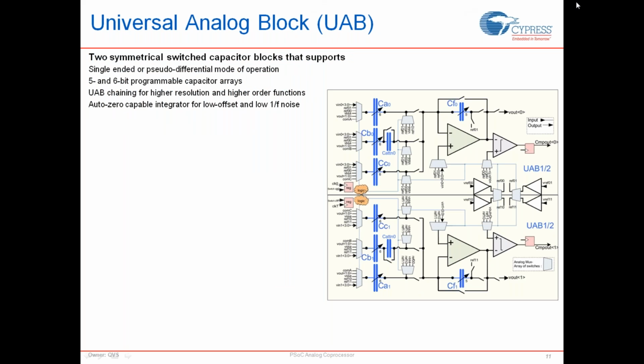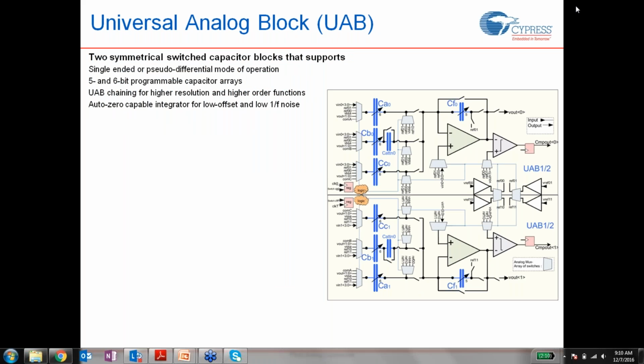So the UAB is a switched capacitor block. The way I look at it, there are two halves to a UAB. Each half has an op-amp, and around the op-amp I have a bunch of capacitors, which are configured in a switched capacitor mode, which means you have switches around the capacitor that let you, in one phase, charge the capacitor, and in another phase, discharge it.